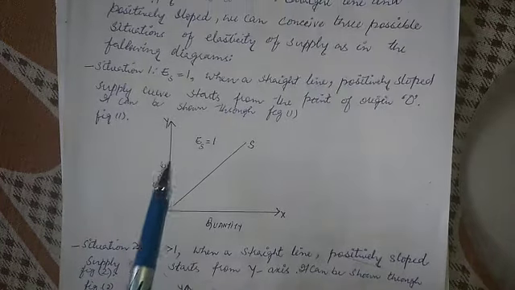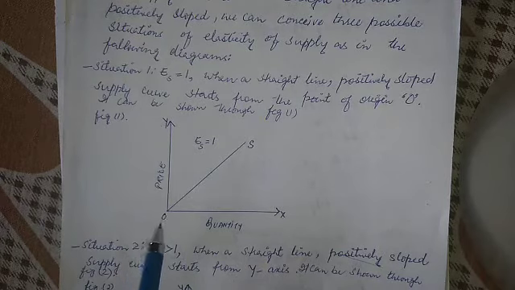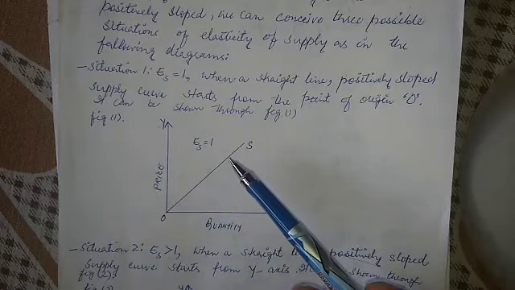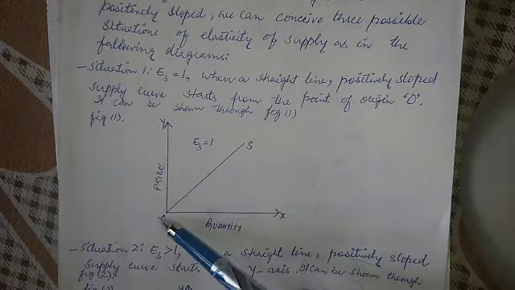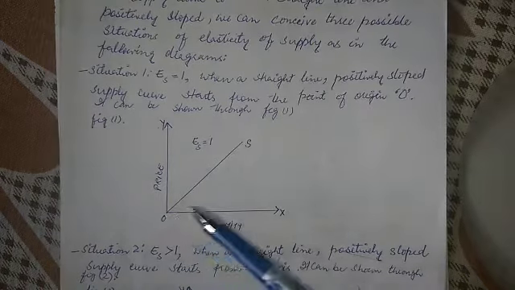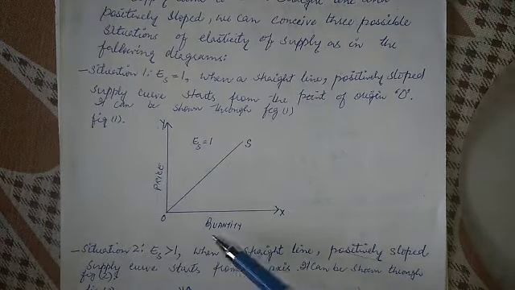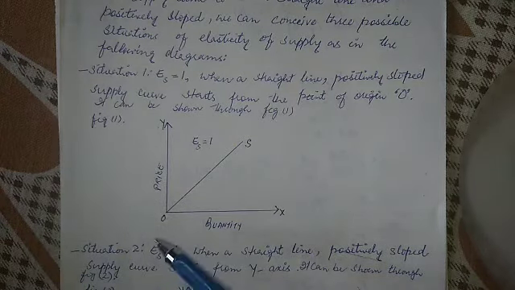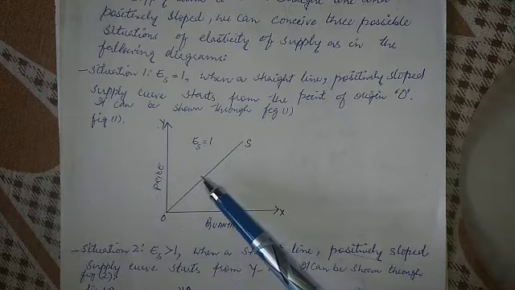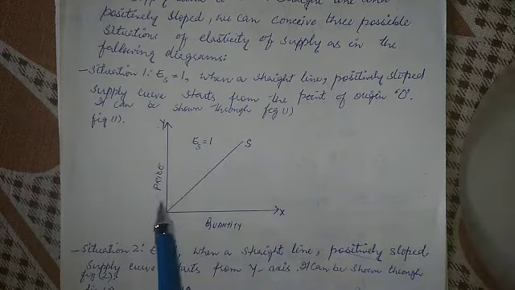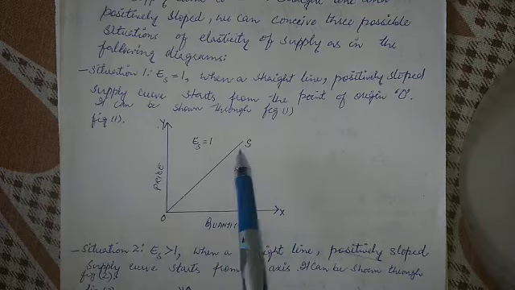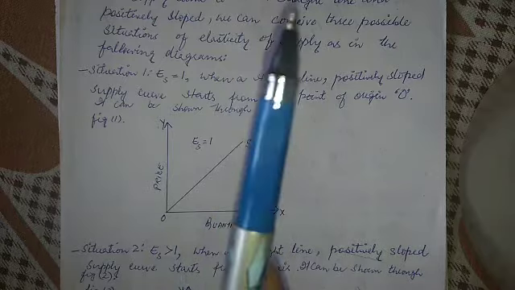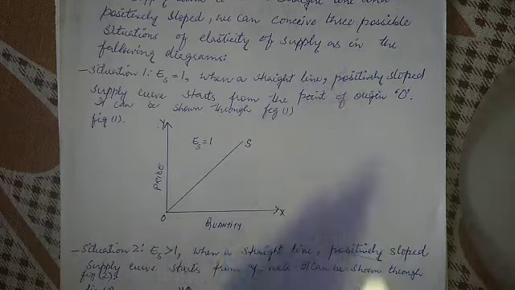Now, the first situation is that elasticity of supply is equal to 1 when a straight line positively sloped supply curve starts from the point of origin 0. In this figure 1 you can see the x-axis shows the quantity and y-axis shows the price. No matter what angle it makes, a straight line upward sloping supply curve shooting from the origin always shows elasticity of supply is equal to 1.